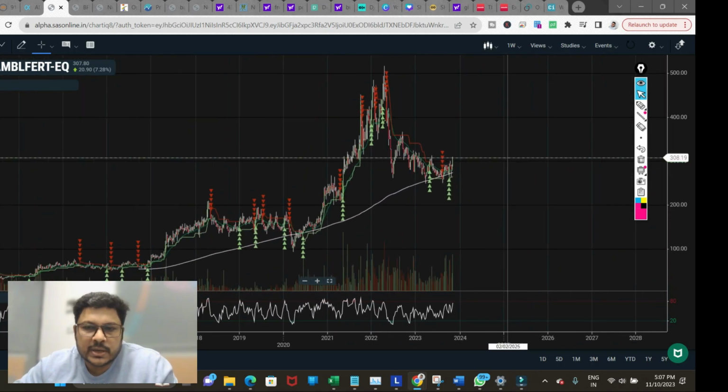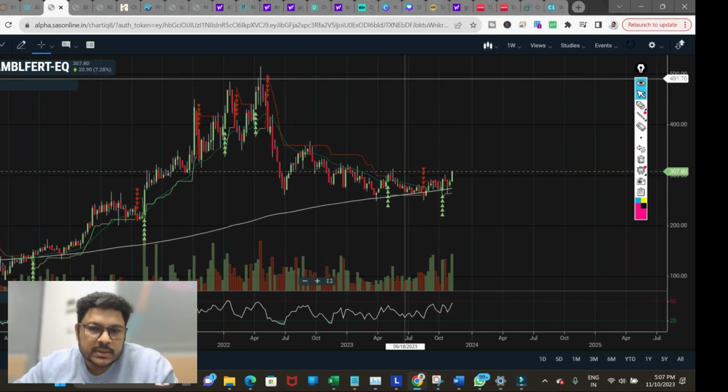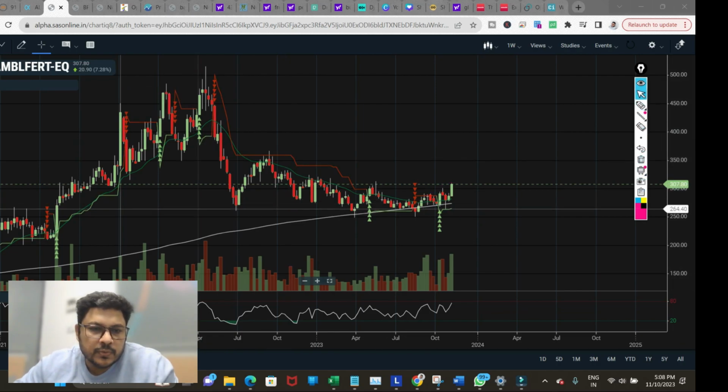So Chambal Fertilizers, if you see in a long term, it is bullish. It is nicely holding on to the level here. Super trend is also giving you an entry. Your stop loss will be always super trend. So you have to move with the super trend like this. Okay, if you take an entry here, your stop loss will be always super trend. Any candle closing below super trend is where you need to exit.